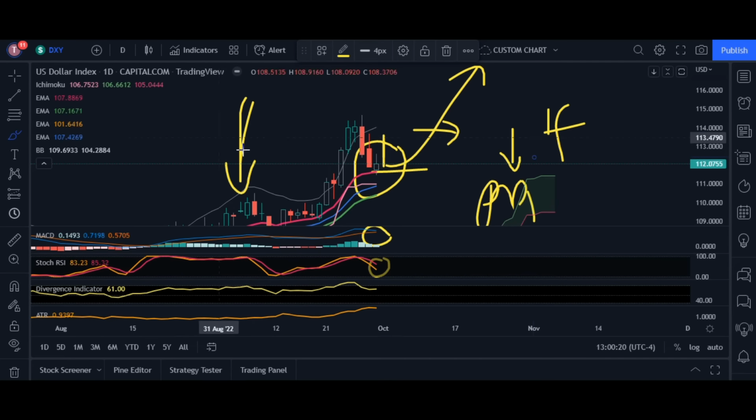So let's see what the technical analysis on the daily chart is saying about the S&P 500.